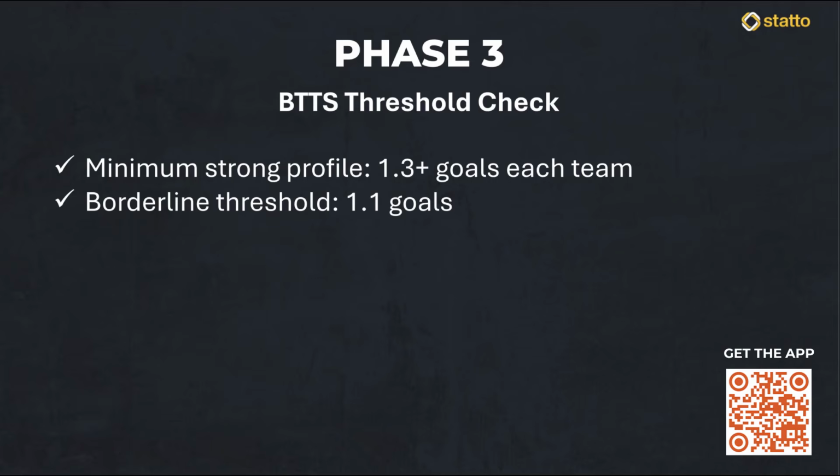This tells us that we are likely looking at an open, attacking game where the scoring environment is ripe for both sides to get on the score sheet. If your math shows one team is projected to score 0.8 or lower, you should almost always walk away, regardless of what your gut says.